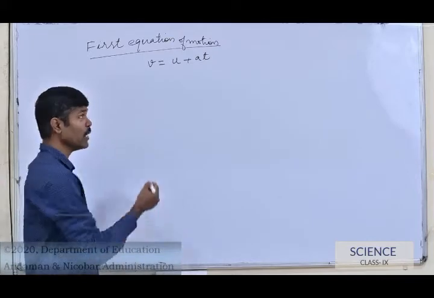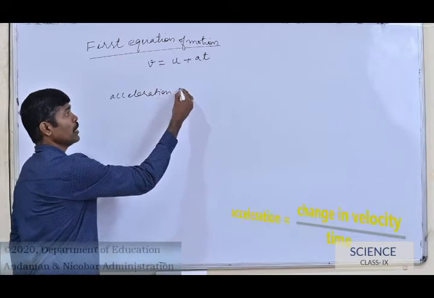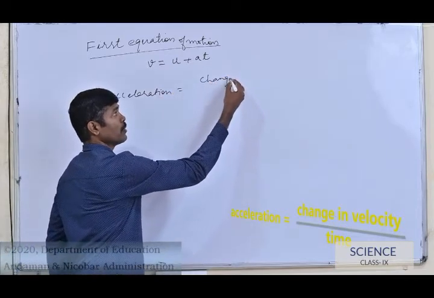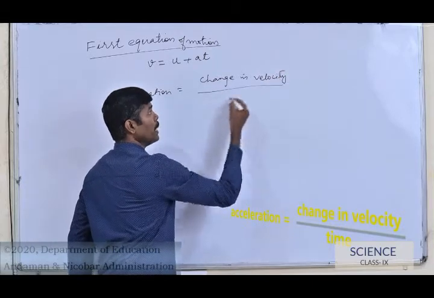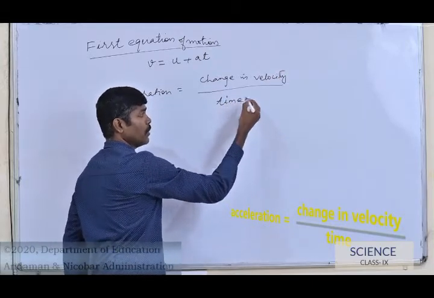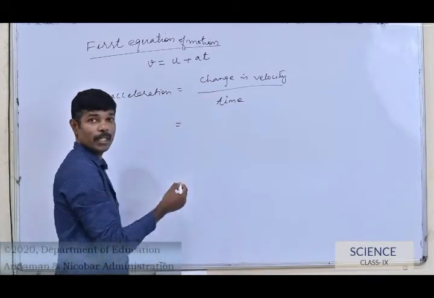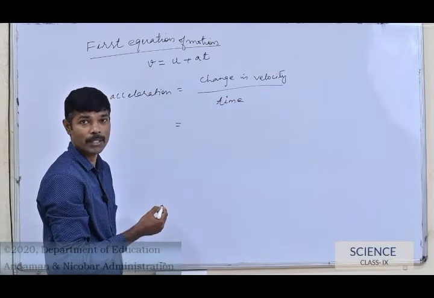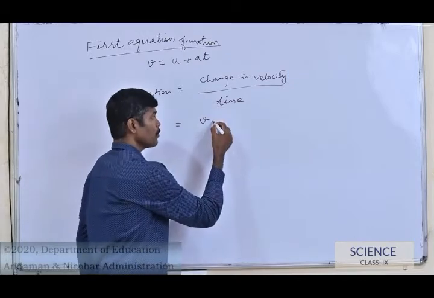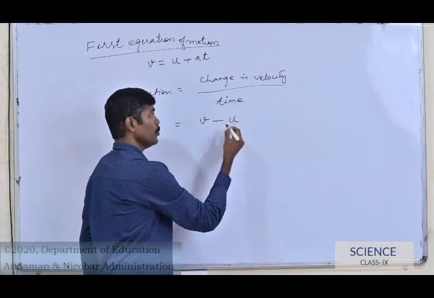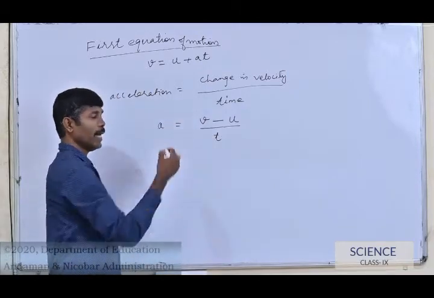As we know, acceleration is equal to change in velocity by time, right? So what is the change in velocity? Change in velocity is final velocity minus initial velocity. Here the final velocity is v and the initial velocity is u, divided by t. So acceleration can be denoted as a.